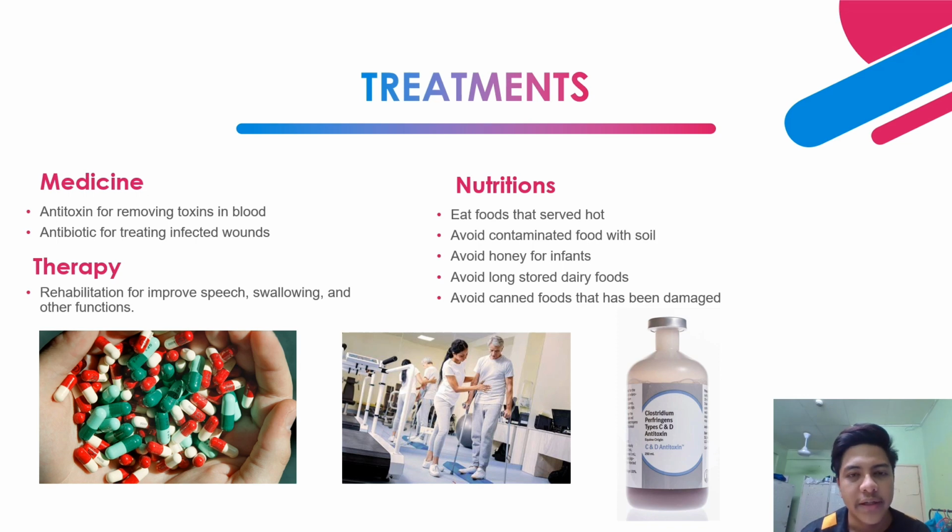Next, we go to the treatment. There are three types of treatment. First is medicine, second is therapy, and last is nutrition. Medicine includes antitoxin for removing toxin in blood, and antibiotic for treating infected wound. Second is therapy. Therapy is rehabilitation for improved speech, swallowing, and other function.